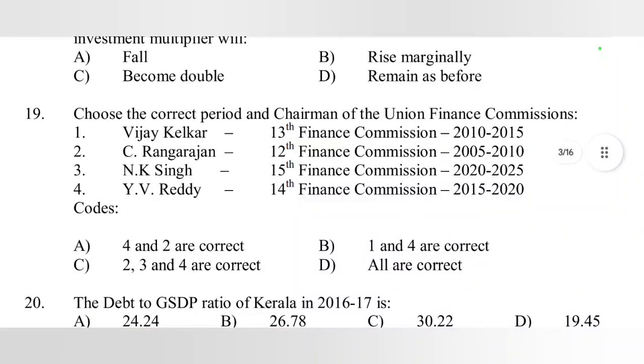Then question number 19, choose the correct period of chairman of the Union Finance Commission. Vijay Kelkar, 13th Finance Commission, yes, time period 10 to 15. Then Rangarajan, 12th, 5 to 10. Then NK Singh, the present 15th Finance Commission, from 2020 to 25. Then YV Reddy, 14th Finance Commission, the previous one, time period 15 to 20. Yes, all of the above are correct. So option D is right here.